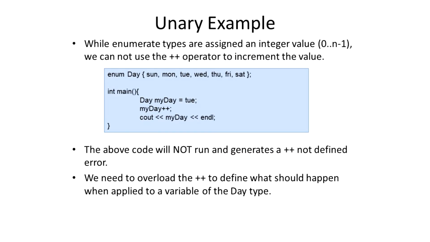And here, in another example, we've set up an enumerate type called day, which represents the days of the week. And the enumerate types are assigned an integer value, ranging from 0 to n-1. But whilst they have integer keys, they're not recognized as integer values. So the ++ operator doesn't actually work with it natively. However, we can overload the ++ operator so that it does work with enumerate types.